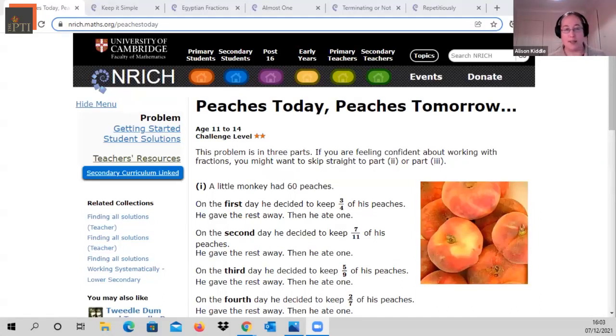So hopefully by the end of the session, you'll have a really good idea of what Enrich can offer when it comes to fractions and some of the best practice that might be useful when dealing with fractions. Charlie, have I missed anything introductory there, or are we ready to have a look at Peaches? I think we're ready to go to Peaches.